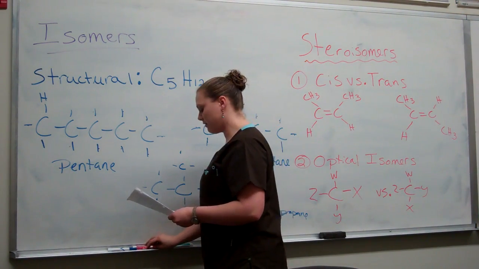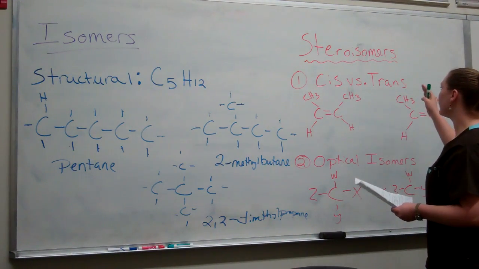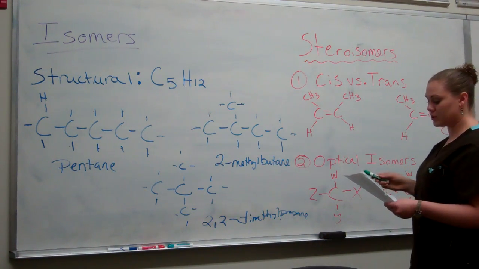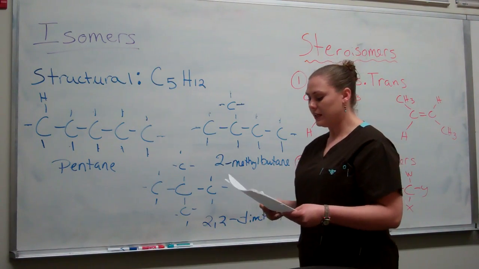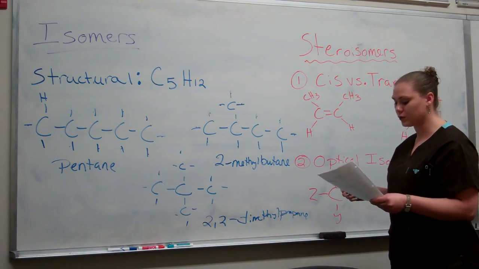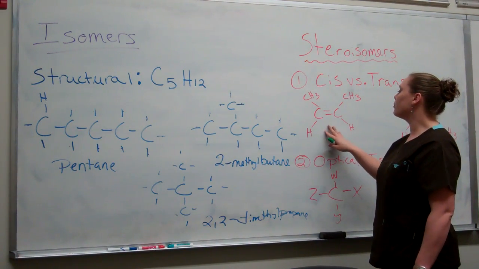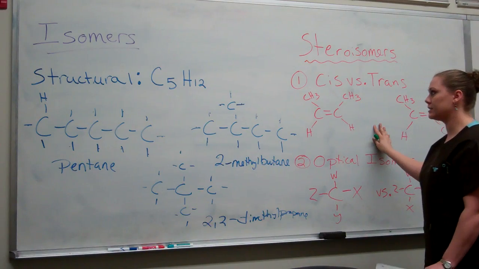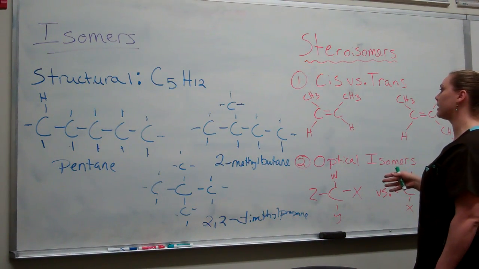Now, the other type of isomer you can have, they're stereoisomers. Now, stereoisomers, there's pretty much 2 different types. There's geometric stereoisomers. These are different arranged groups around a double bond. Now, the main thing you see with this in the book is cis versus trans. And don't let this confuse you. Cis and trans are very easy to recognize.